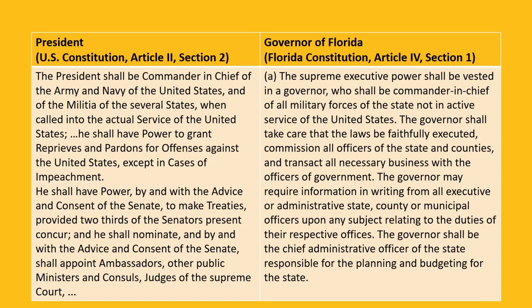Both the president and the governor are responsible to ensure that the laws are faithfully executed, and the president and the governor also oversee the executive branch. So the executive branch of the nation belongs to the president, and the executive branch of the state belongs to the governor. Both the governor and the president also have appointment power, and the U.S. Senate confirms national level nominations, and the state Senate confirms state level nominations. So we do see a lot in common in terms of the powers between the president and the governor of Florida.